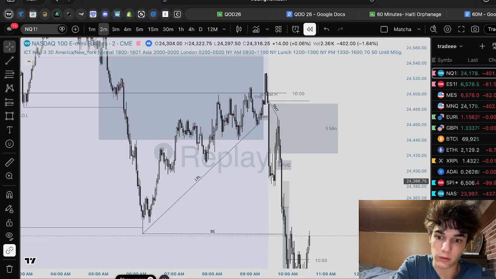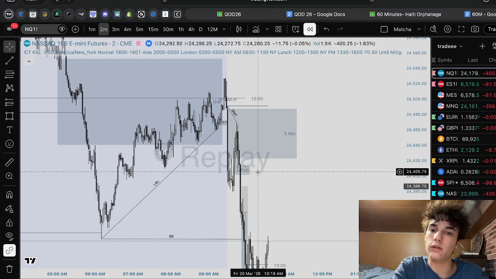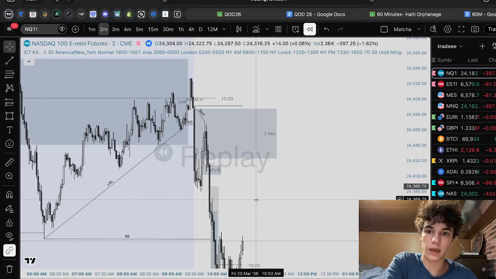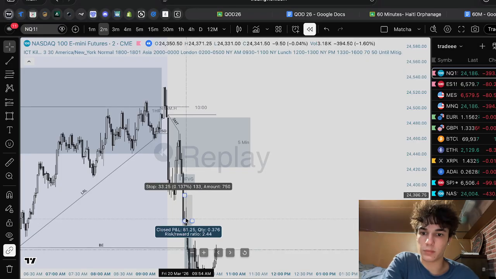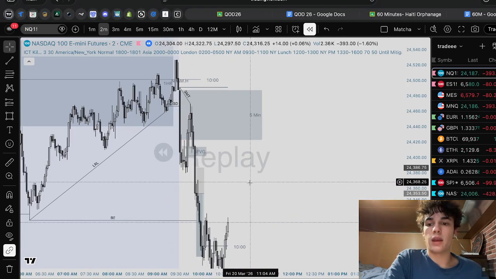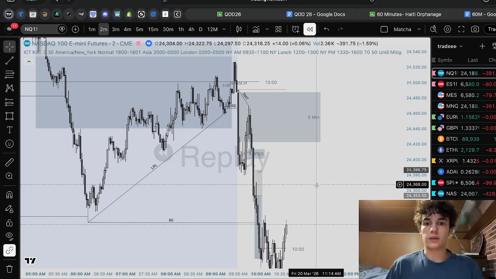This is a mech model, is what it's called. I didn't use my levels today because of how much we dumped down. I wasn't really expecting a retrace after this big bearish candle, so I just wanted to enter off here. And yeah, so that's the trade for today.